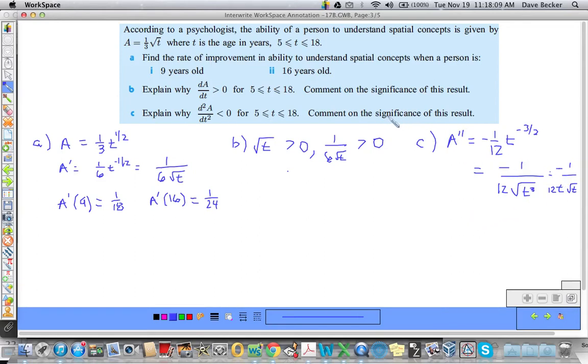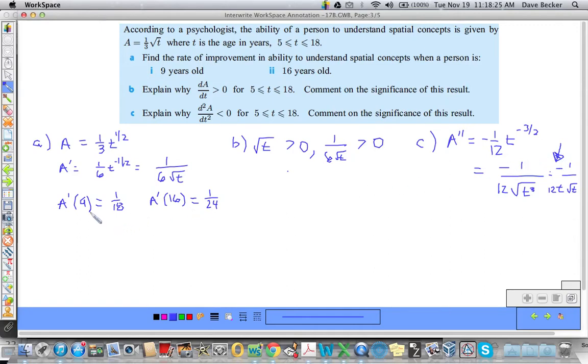And what does this mean? Well, that means the change in understanding spatial concepts will always be decreasing. Okay? The rate of change will be decreasing.